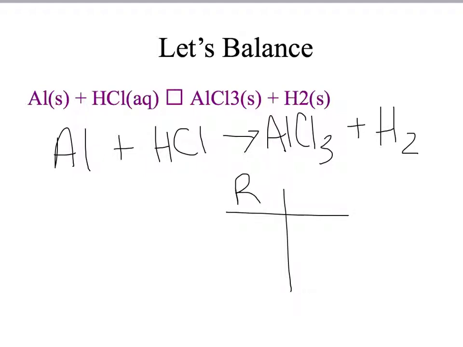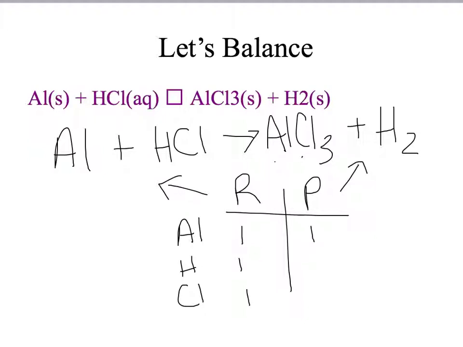Our reactants, so that's these guys. P products, these guys on this side of the arrow. And that looks like I have Al, H, and Cl. That's it. On this side, it's really simple. I have 1 Al, 1 H, and 1 Cl. Now on the other side, though, aluminum right here, I have 1. Chlorine, there's 3. And hydrogen, there's 2.